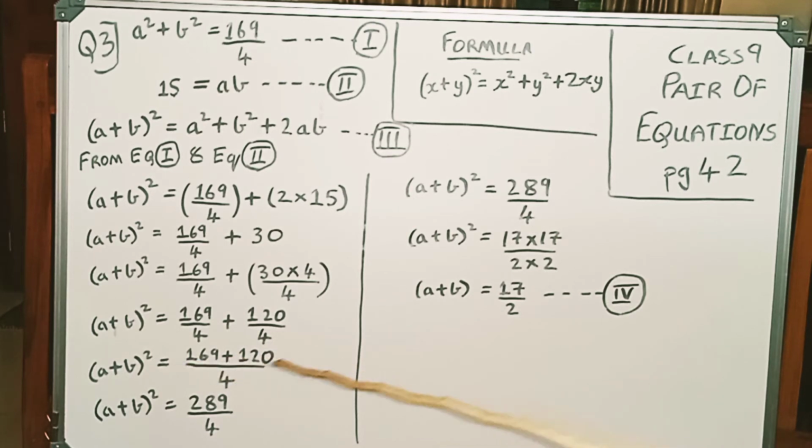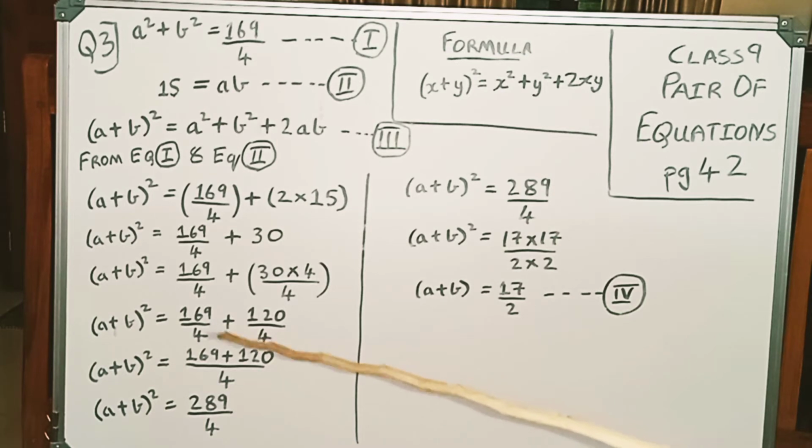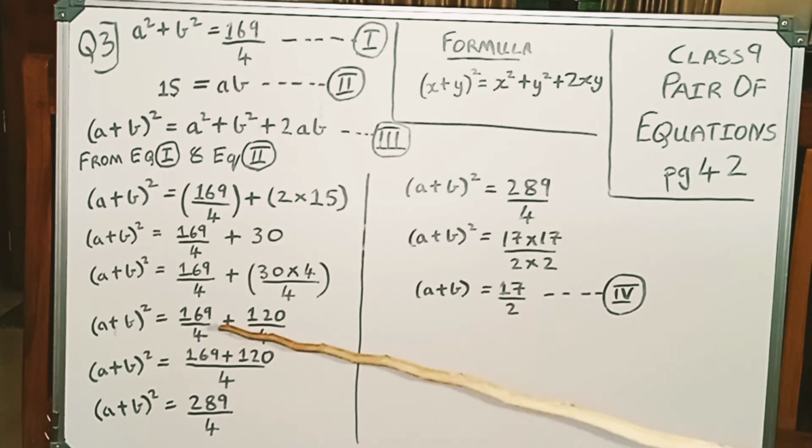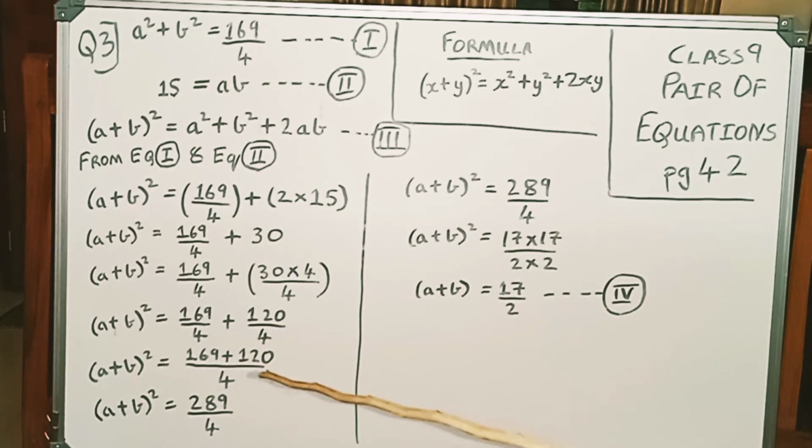This would be a common denominator of 4. On top there is a plus sign, that is why 169 plus 120. 169 plus 120 will be on the numerator divided by 4. If you add this, you will get 289 divided by 4. (a plus b) the whole square is equal to 289 divided by 4.